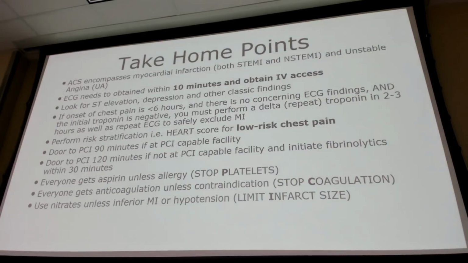And then here's the take-home points of everything we covered from the beginning, which we talked about already. EKG 10 minutes, door to PCI 90. If you don't have PCI, then 120 minutes, and you need to get fibrinolysis in 30 minutes. And then you've got to use your antiplatelet, anticoagulation, and nitrates.